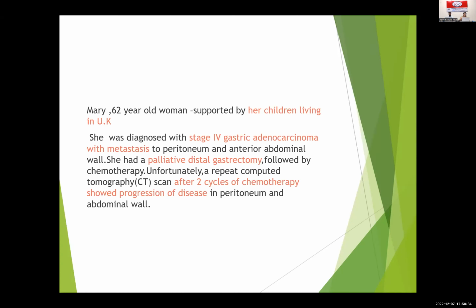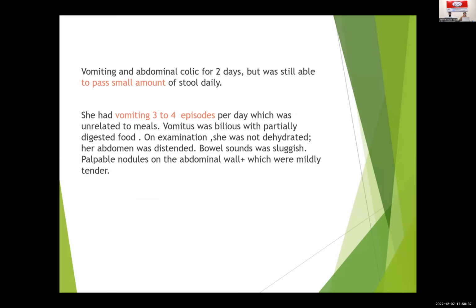Okay, next slide. She's presenting with vomiting and abdominal colic for 2 days, but was still able to pass a small amount of stool daily. She had vomiting 3 to 4 episodes per day, which was unrelated to her meals. Vomiting was bilious with partially digested food. On examination, she was not dehydrated. Her abdomen was distended. The bowel sounds were sluggish. There were palpable nodules on the abdominal wall and it was tender.